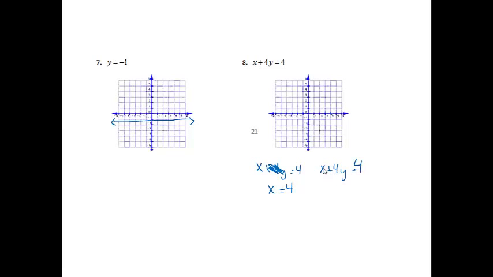And then to get the y-intercept, we'll let the x be 0. So to get y by itself, we'll just divide both sides by 4, and I get y equals 1. So this graph is going to touch the y-axis at 1, and then we just go ahead and connect them.